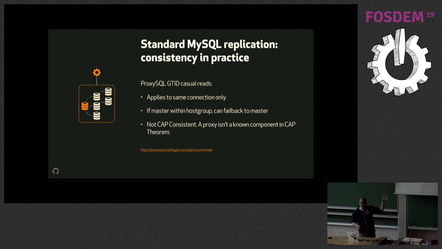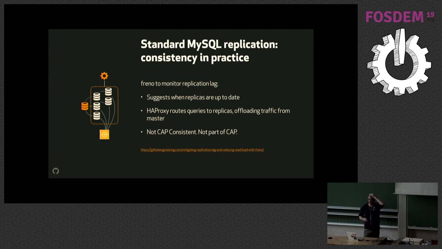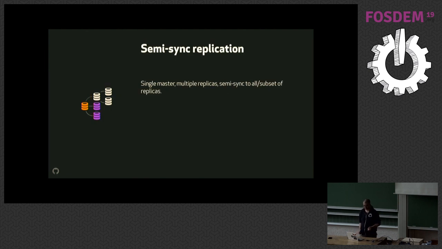We can offload the reads from the master. At GitHub, we use Freno to heuristically suggest that all replicas are up to date, and we can offload queries from the master. This is not CAP consistent, but we can achieve better consistency with less impact on the master.